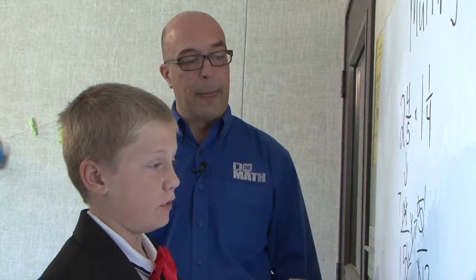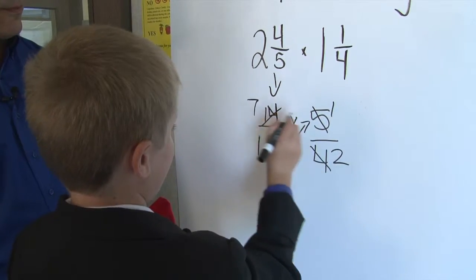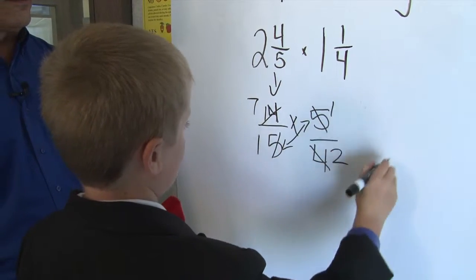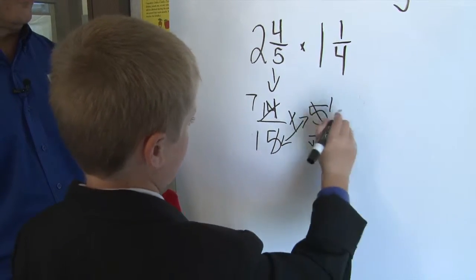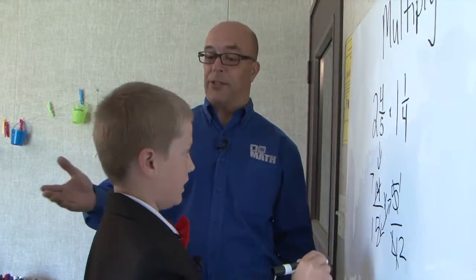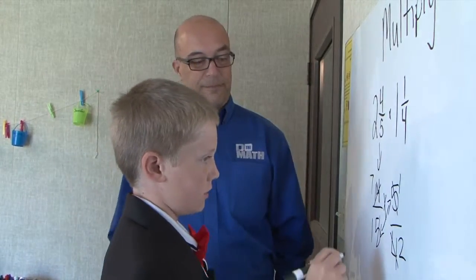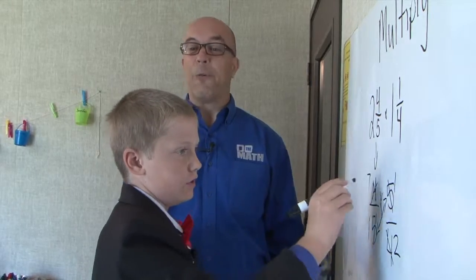Yeah, because if you just multiply them, just 14 times 5, it would be a huge number, and then 5 times 4 would be 20, and it would just be harder. It would just make life complicated. And we don't want to do that.